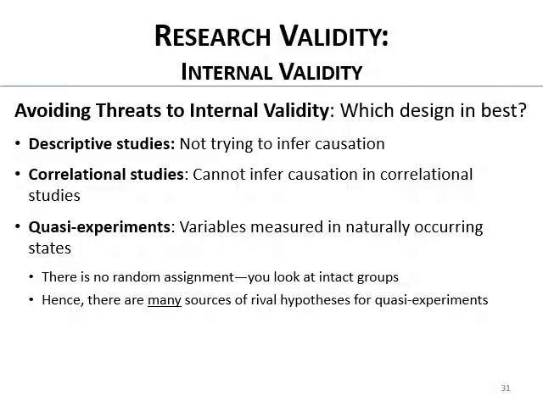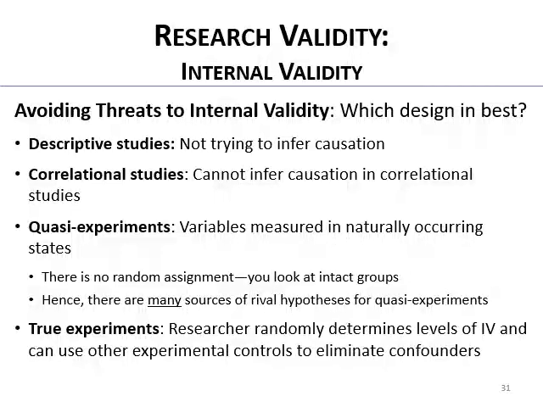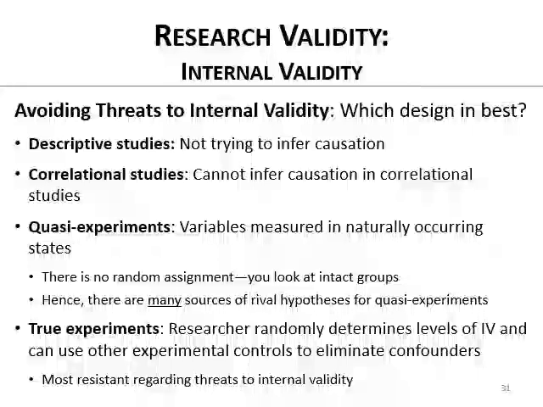And given there's only one left, you're probably guessing true experiments. Yes, you're right. That's where the researcher randomly determines not only the levels of the IV, but also what levels folks are assigned to, and they can use other controls to eliminate potential confounders. That is your number one way of being able to say this study has good internal validity and any differences I see are due to the independent variable. And so it is the most resistant study design regarding threats to internal validity. That's it.